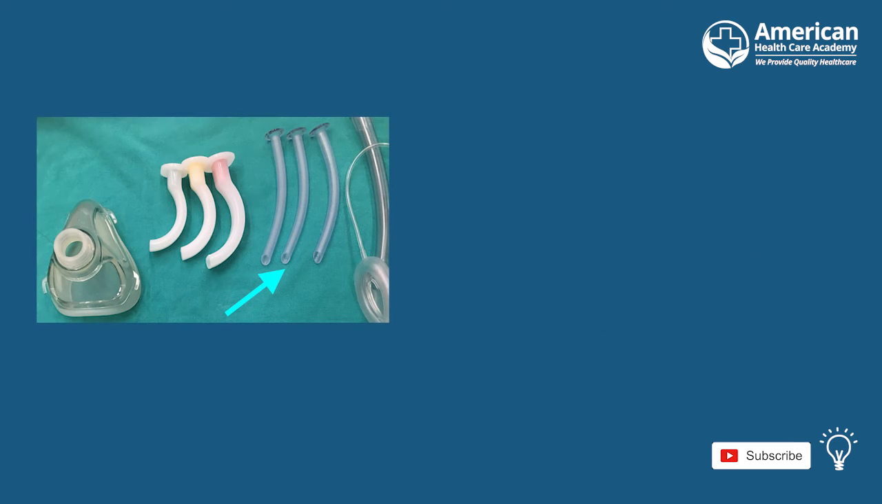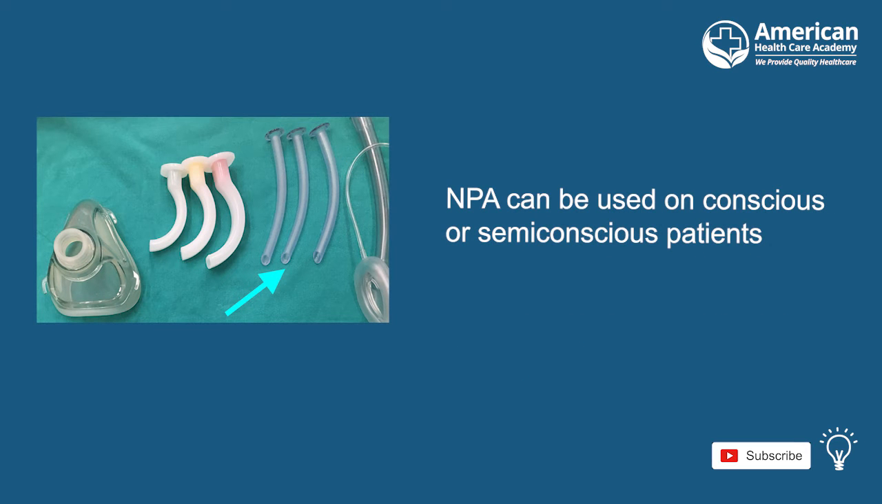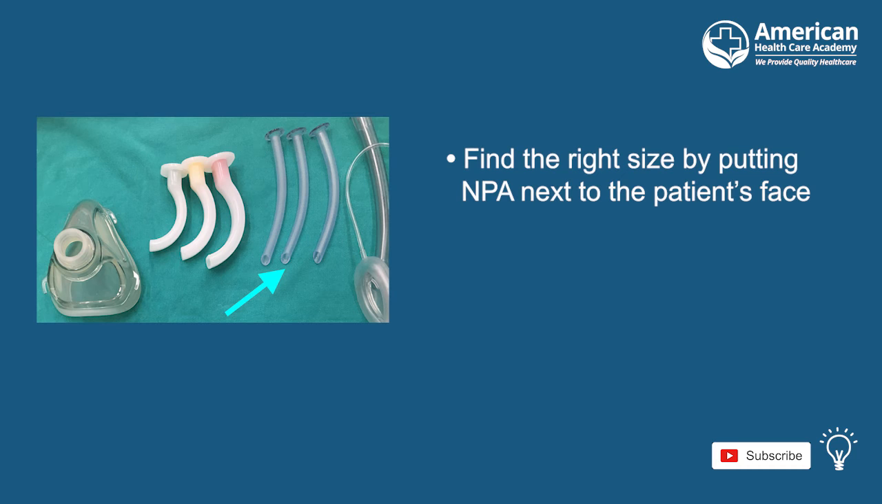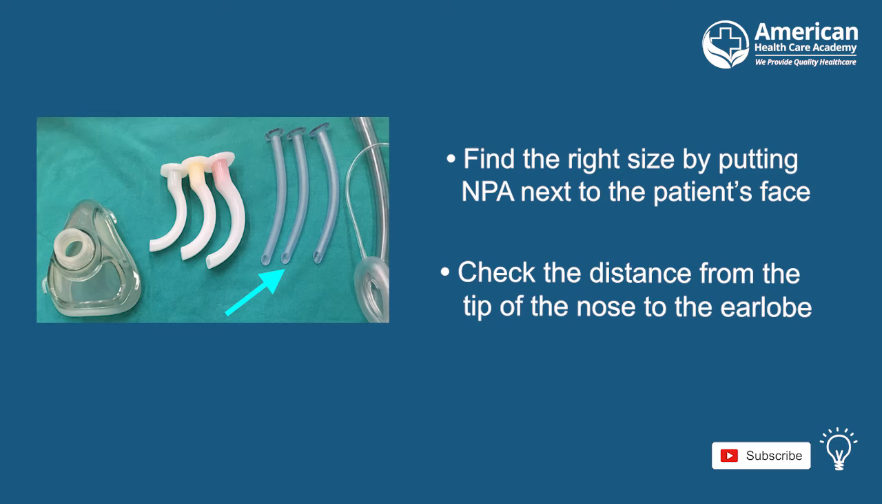The nasopharyngeal airway, or NPA, can be used on a conscious or semi-conscious patient. To use this airway device, first find the appropriate size by placing the NPA next to the patient's face and checking that it is equal to the distance from the tip of the nose to the earlobe.